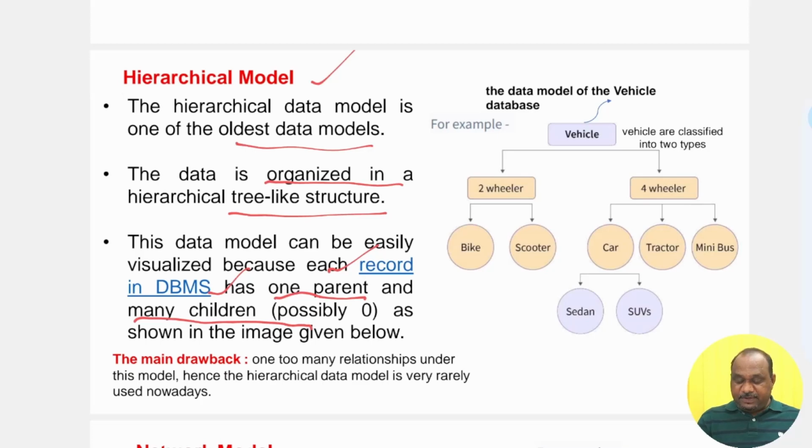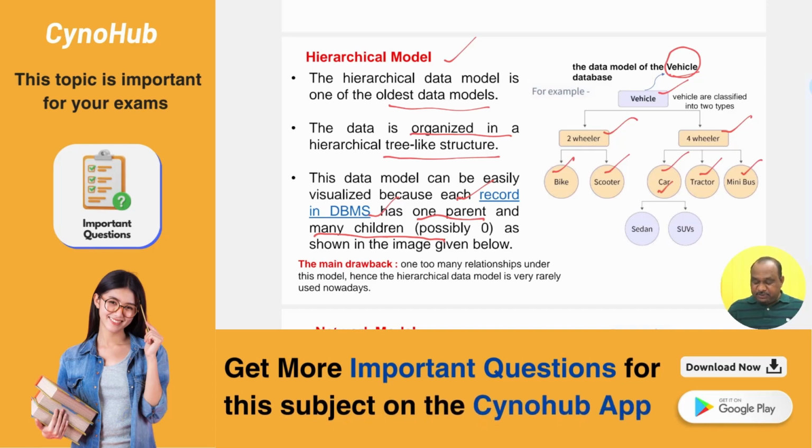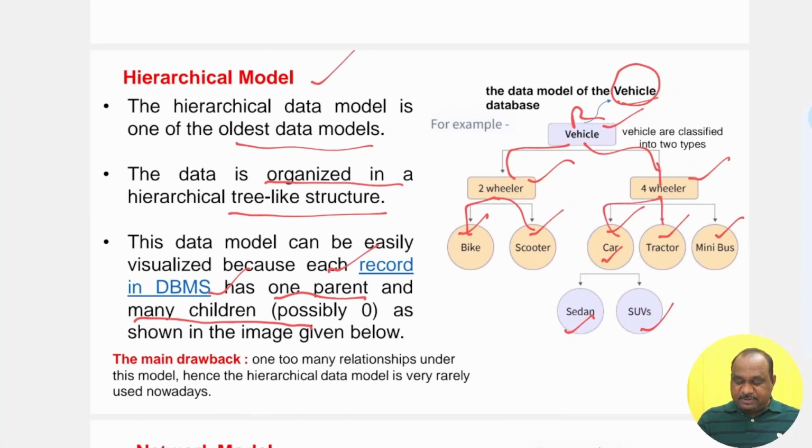If you observe the diagram, the data model is a vehicle database model. Suppose a vehicle is classified into two-wheeler and four-wheeler. Two-wheeler is classified into bike and scooter, and four-wheeler into car, tractor and minibus. Again, car is classified into sedan and SUV. This is the root, then child 1, child 2, and again sub-children under them. This is like a tree structure database.